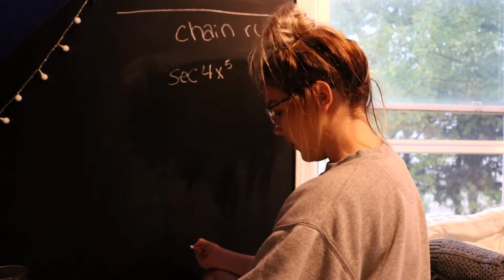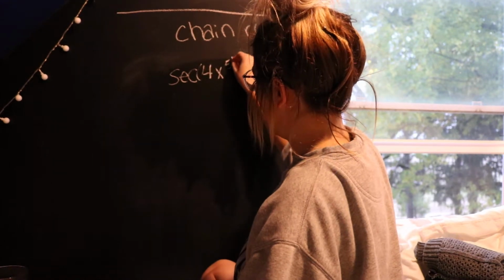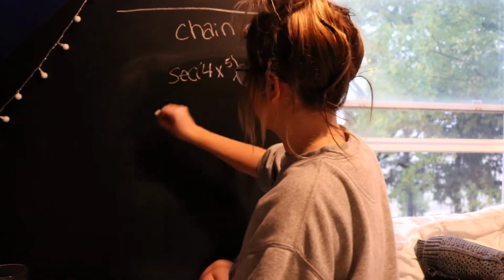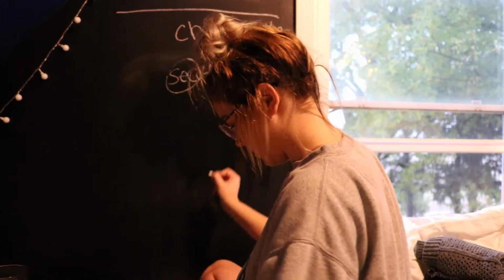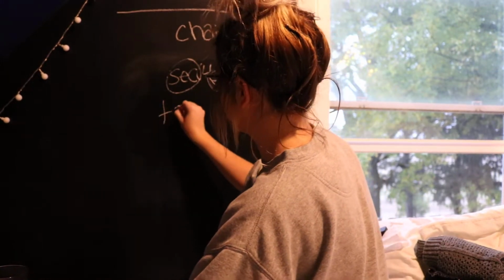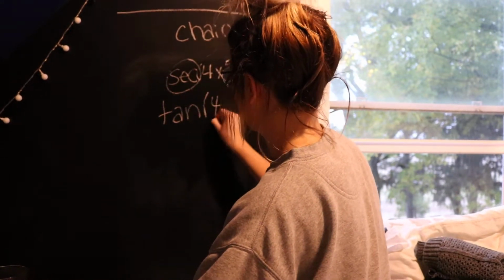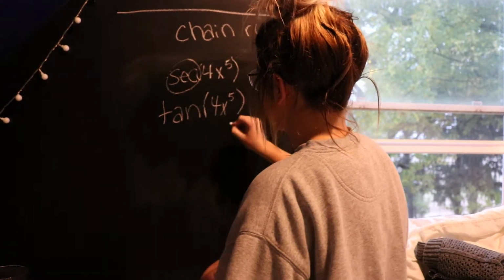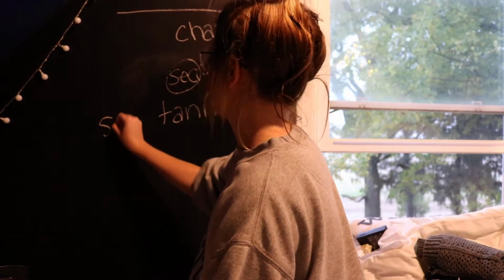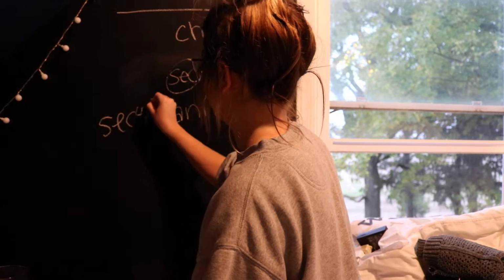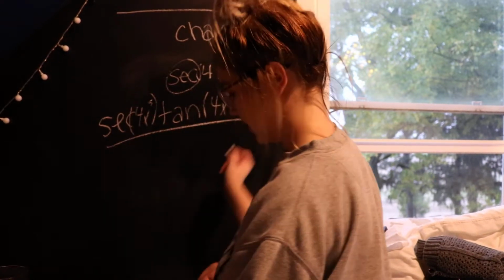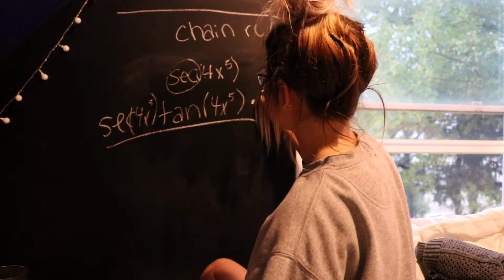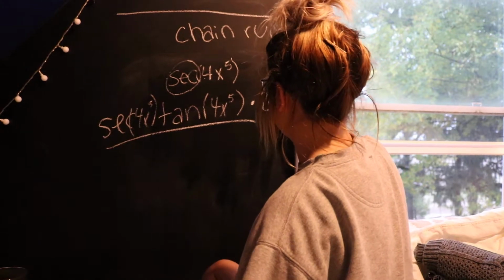So the mama would be the secant, so that would be tangent 4x to the 5th times the secant 4x to the 5th, because that's the derivative of a secant. And then we multiply that by the derivative of the baby, so that will be times 20x to the 4th.